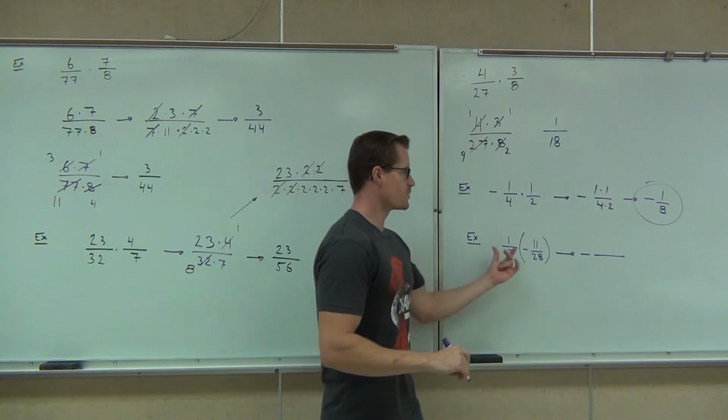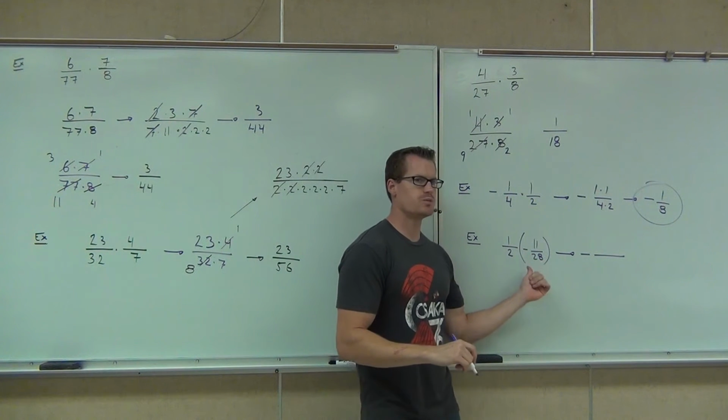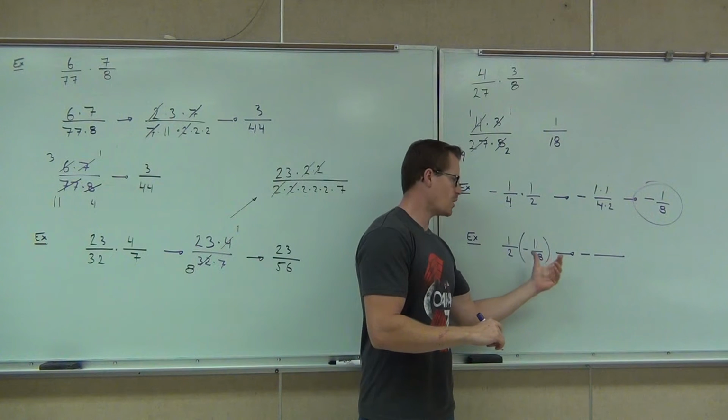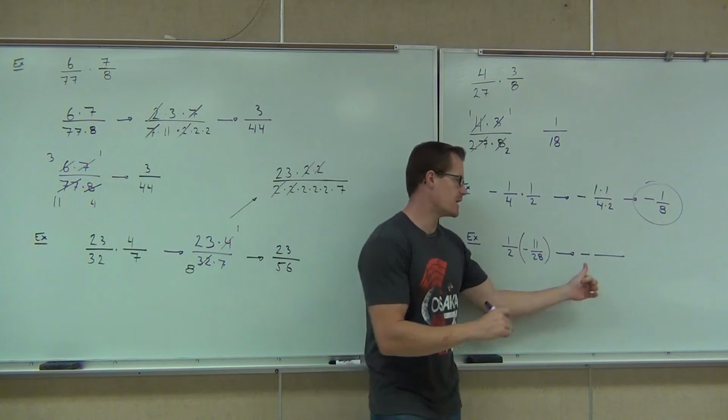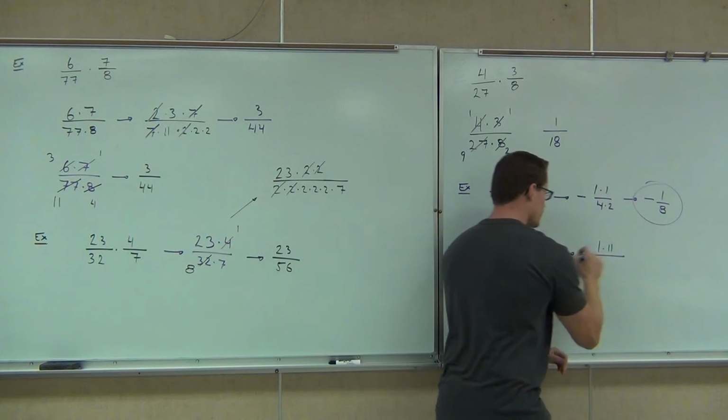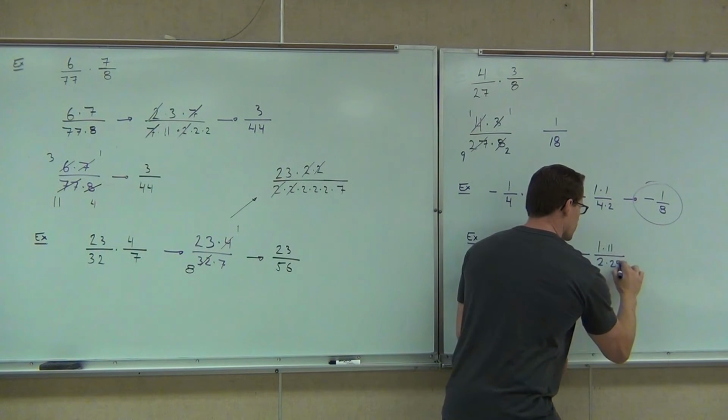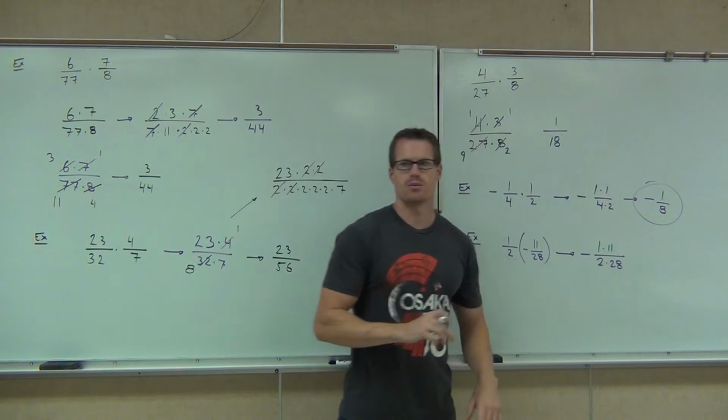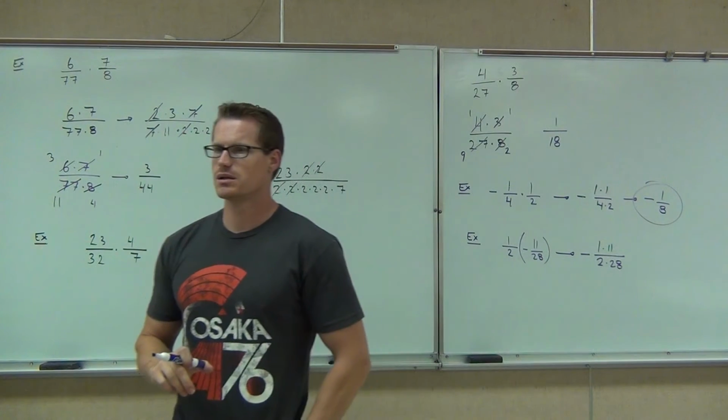On our numerator, since we've already taken care of the fact that this is going to be a negative fraction, we can ignore that sign. We already know it's going to be negative. We just put 1 times 11. We put 2 times 28. Does anything simplify in that? 1 times 11, 2 times 28.